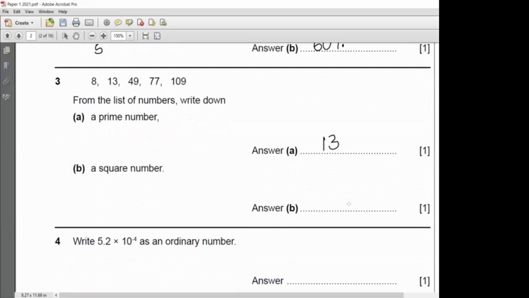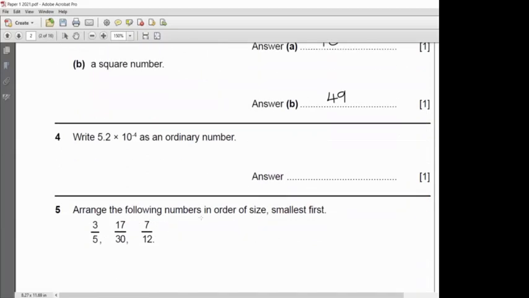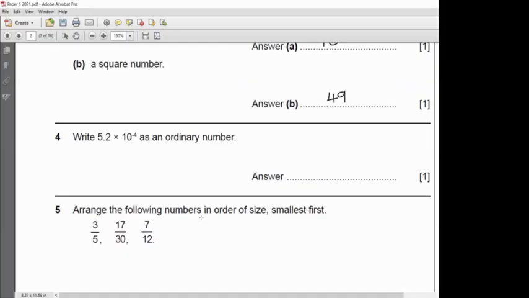And a square number, this is a number that you get when you multiply another number by itself. So 49 is 7 times 7, so our square number is 49. Next one, number 4, we have 5.2 times 10 to the power of negative 4 as an ordinary number.